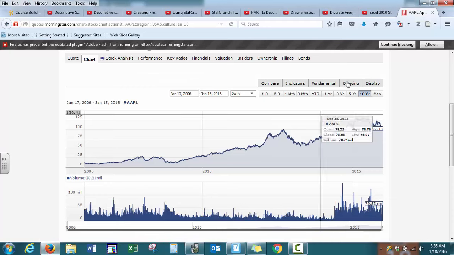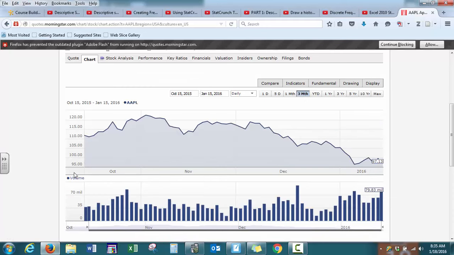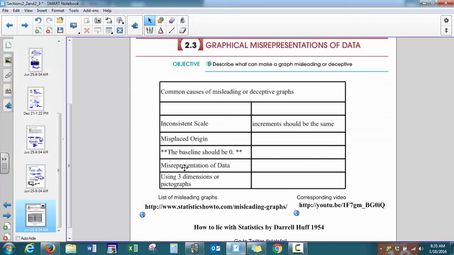So if we go back to our Apple, here your baseline is at 95. But if we change this down to 0, then the graph may not look as drastic as you see here. So that's what we mean by baseline not being at 0. Misrepresentations of data, you plot points incorrectly, your data is incorrect. Using 3D graphs or pictograms, these are harder for people to read.